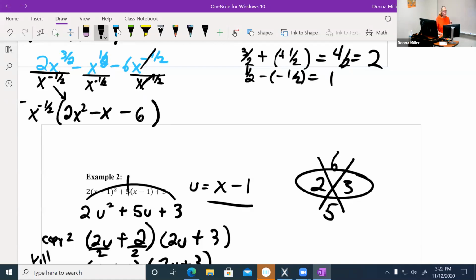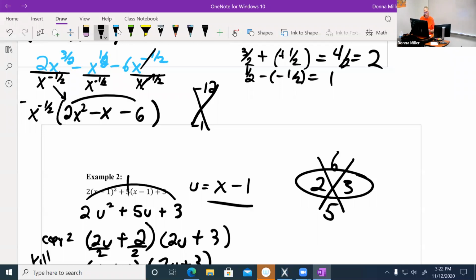So by taking out the most negative power, what I've done now is I have something that I can work with. So when you have x's with weird fractions, take out the most negative power. Now I can factor it, right? So this is just straight factoring. I need factors of 2 times 6 is -12 that adds to -1. What would they be? -4 and 3. Right, so it's multiplied to -12 and add to -1. All right, so I'm going to factor that.